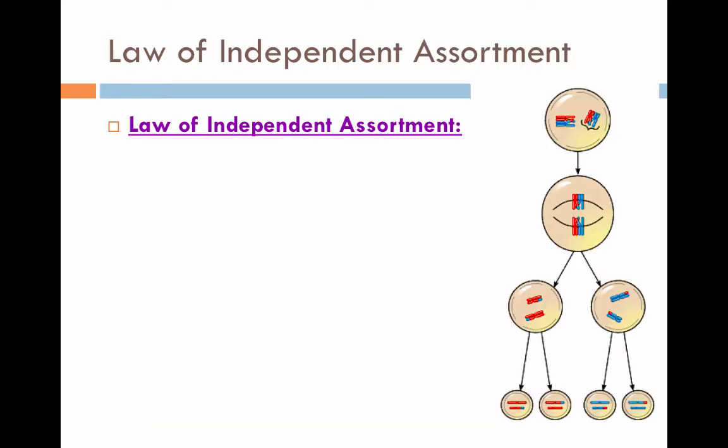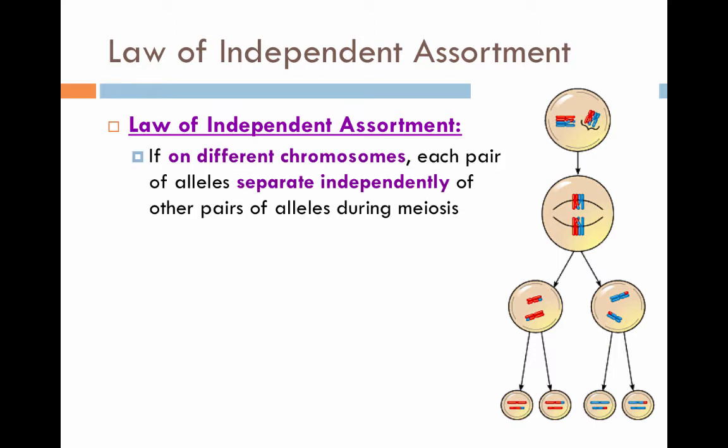The reason why I'm bringing up these laws is because you need to understand the laws in order to do practice problems of those dihybrid crosses. If on different chromosomes, each pair of alleles separate independently of each other during meiosis. This is really important when crossing 2 or more traits at once, which are called dihybrid crosses.